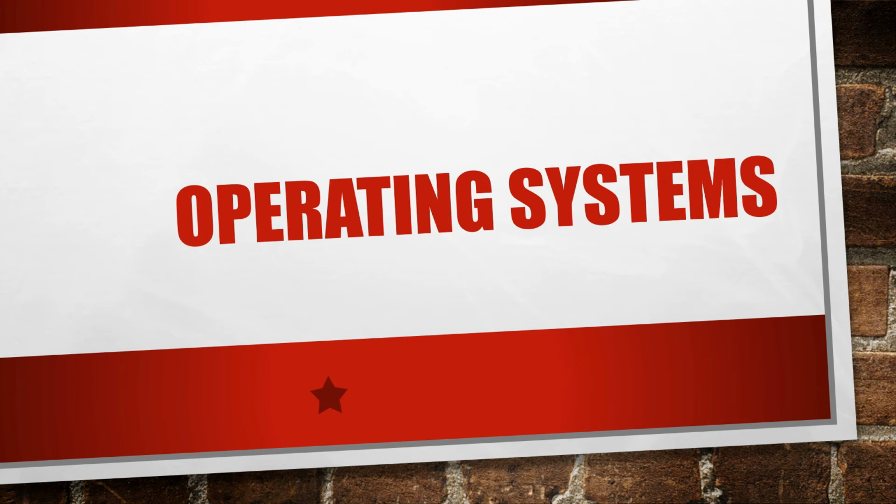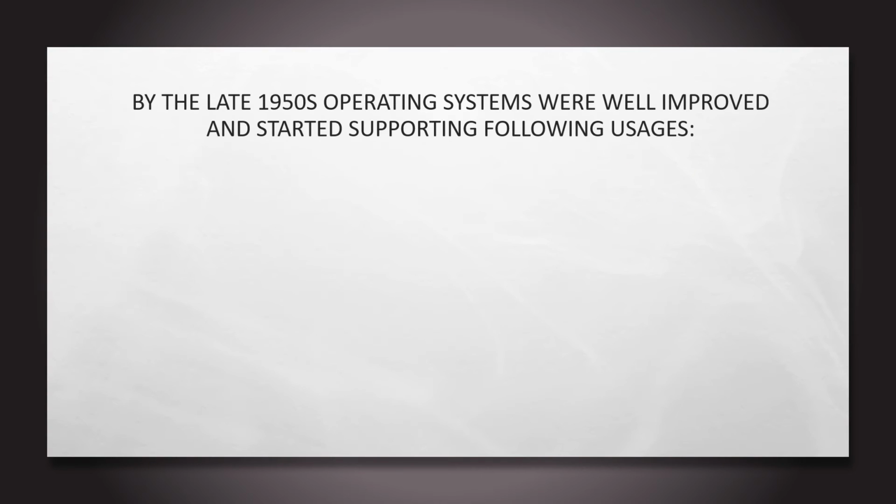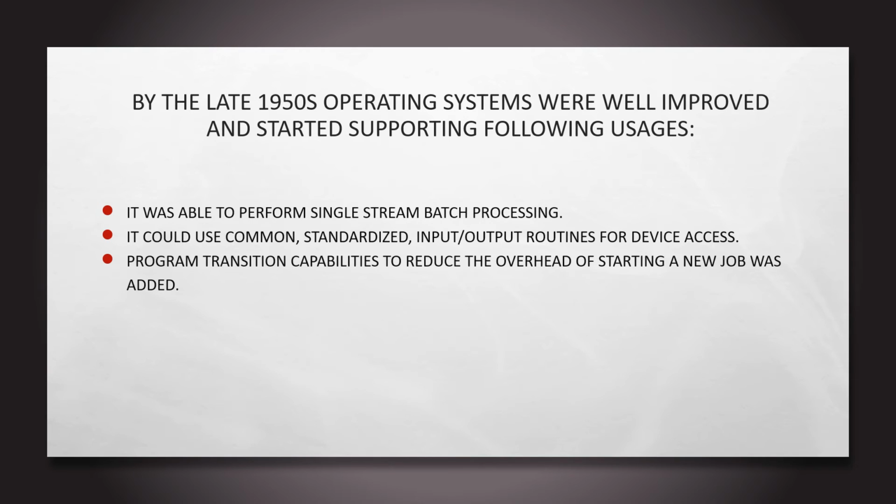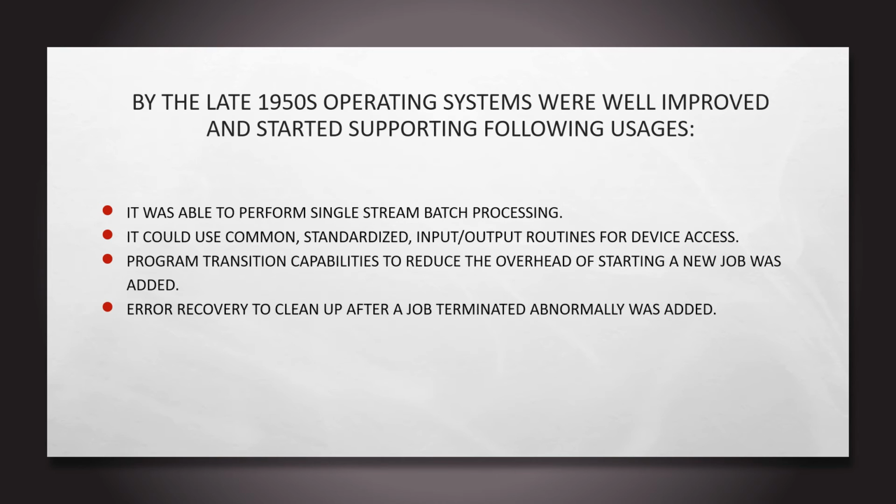And then the next is the operating system, late 1950s. By the late 1950s, operating systems improved and started supporting the following usage. First, it was able to perform single stream batch processing. Second, it could use common standardized input output routines for device access. Third, program transition capabilities to reduce the overhead of starting a new job were added. And fourth, error recovery to clean up after a job terminated abnormally was added.